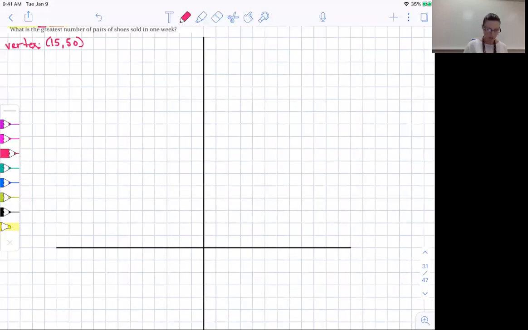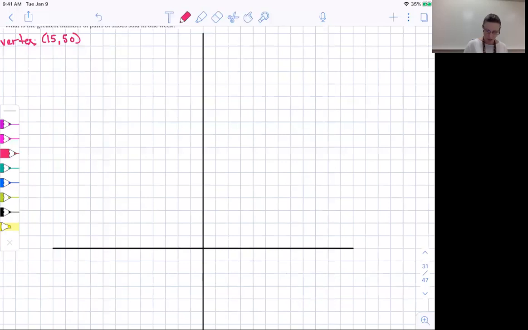So maybe I'll count by fives this time since we have 15. I'm not going to label all of them. Okay, so we have our vertex at 15, 50. So over 15, up to 50. And that's where we start our graph.